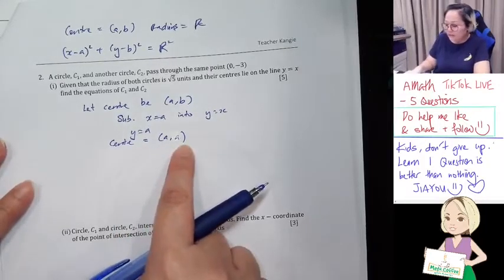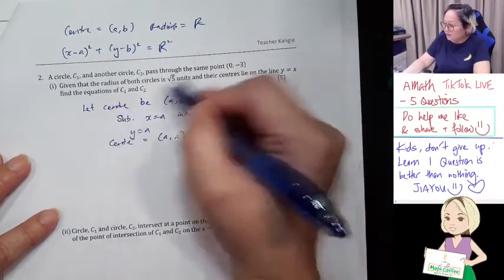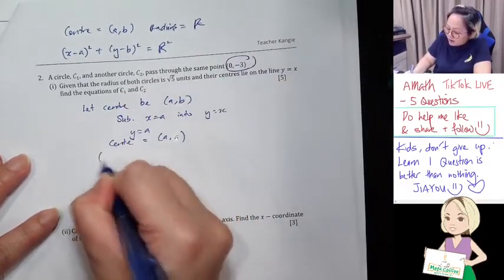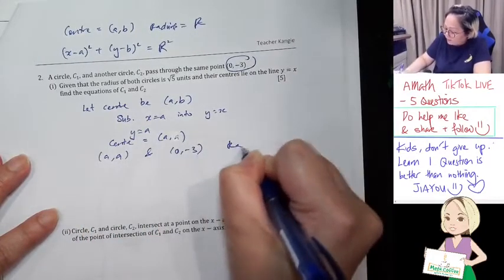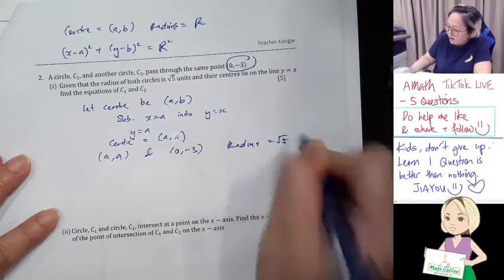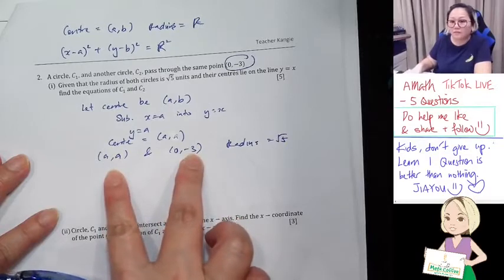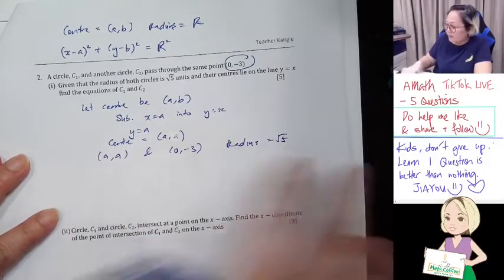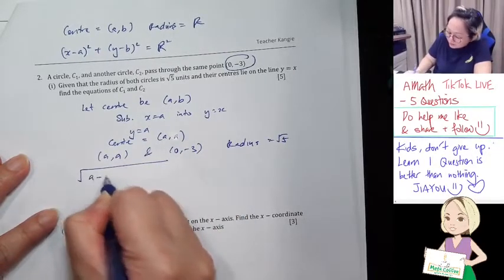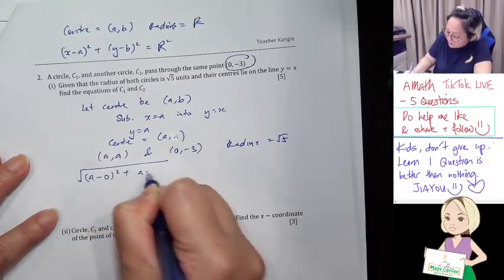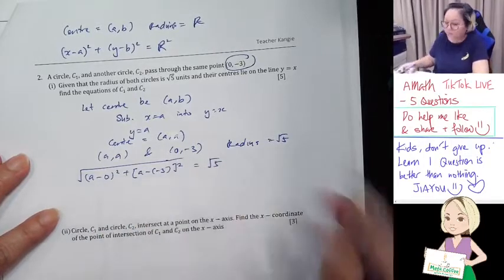Center equals to (a, a). So now how? Remember just now they gave us a point that the circle also passes through, (0, -3). So I have 2 points now, (a, a) and (0, -3). And I also have the radius, which is equal to square root 5. So I'm going to use it. Center and the point on the circle actually form the radius. Then after that, use the length formula. So it will be square root of (a minus 0) squared plus (a minus minus 3) squared is equal to square root 5.